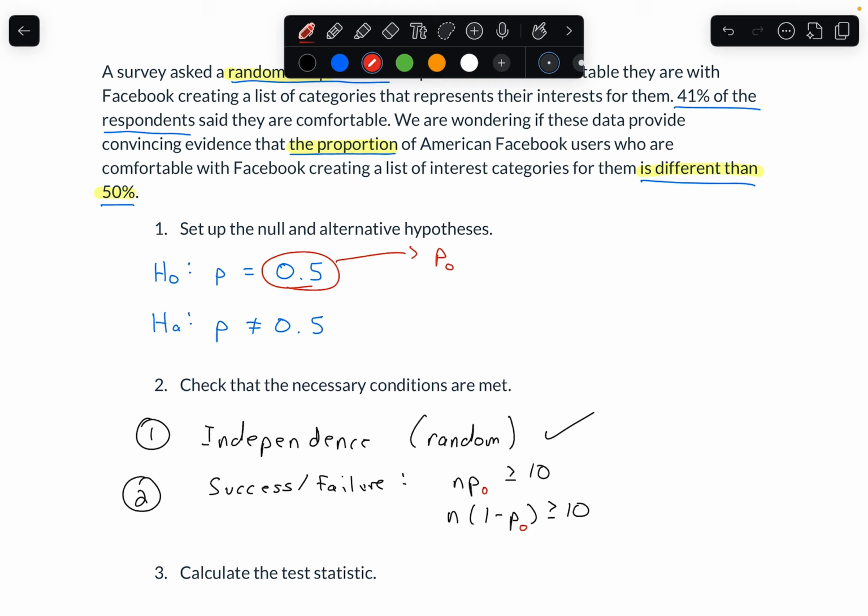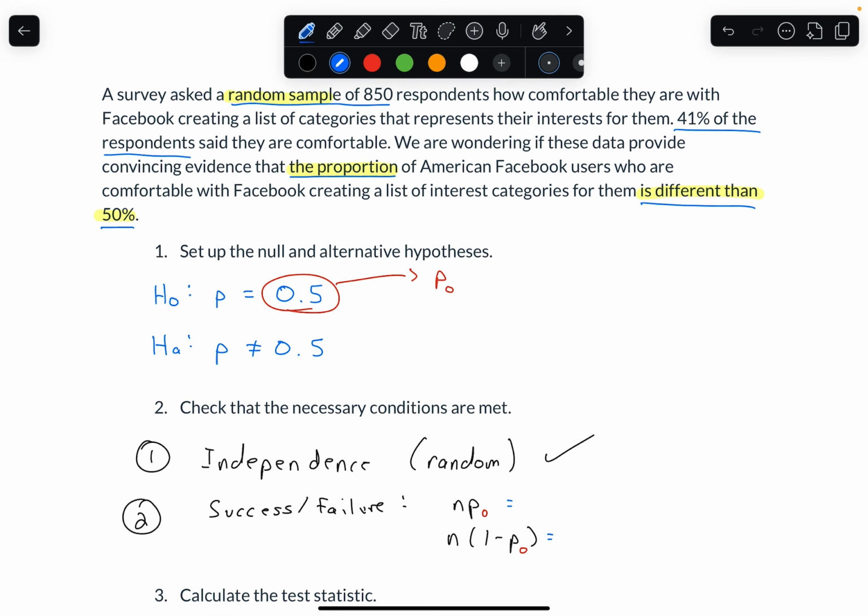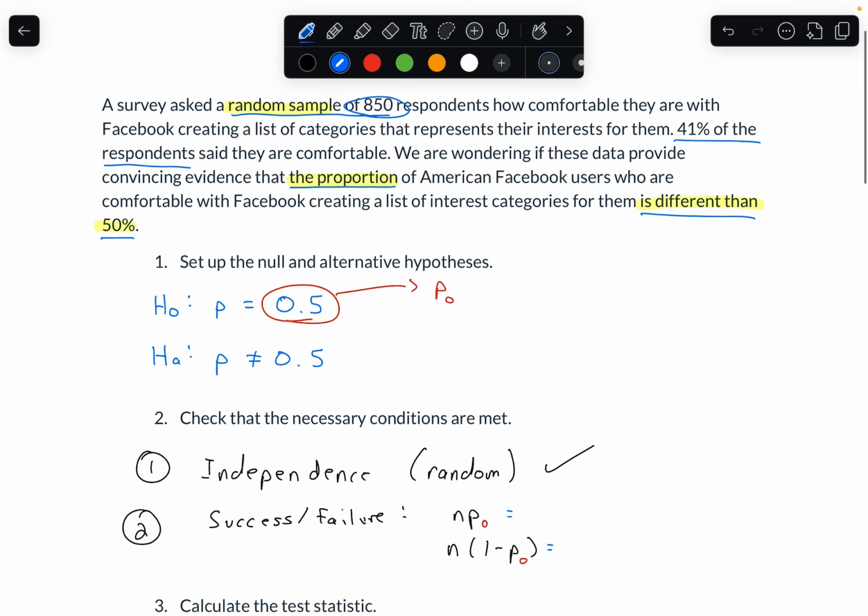So anytime we see P naught used in any of the formulas that we require, that's coming from the null hypothesis H naught. So let's work through these here. Shouldn't be an issue, but we're going to go ahead and calculate it out anyway. Our sample size n, and actually we skipped that part, we said our random sample of 850 respondents, meaning n is equal to 850 in this problem.